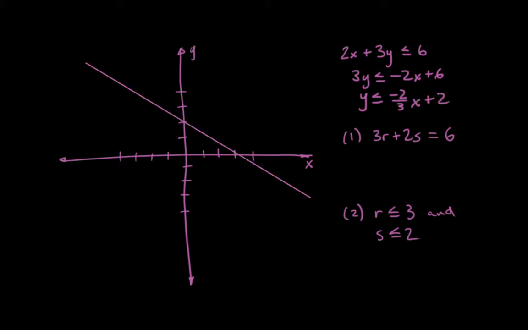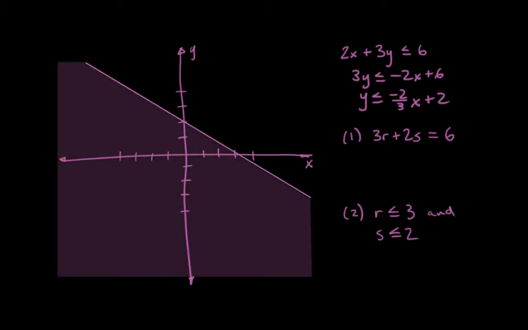Here's a line with a slope of negative 2/3 and a y-intercept of 2. And I know that y is less than that, so I'm going to fill in the region underneath that line. So I want to know whether the point we're dealing with is within that shaded region or outside that shaded region. So let's look at statement 1 by itself.